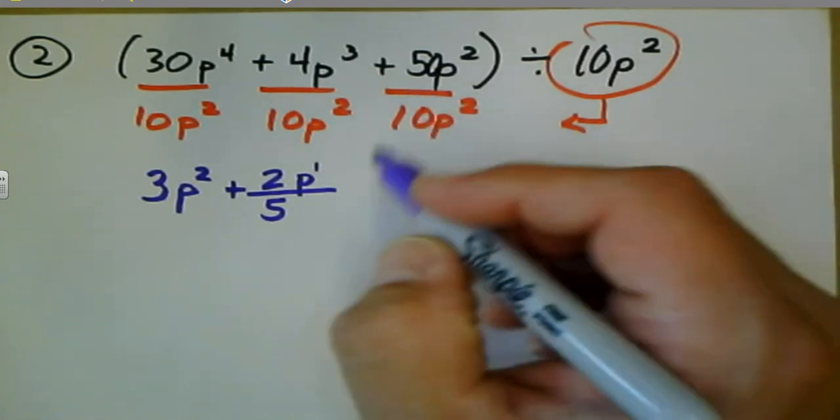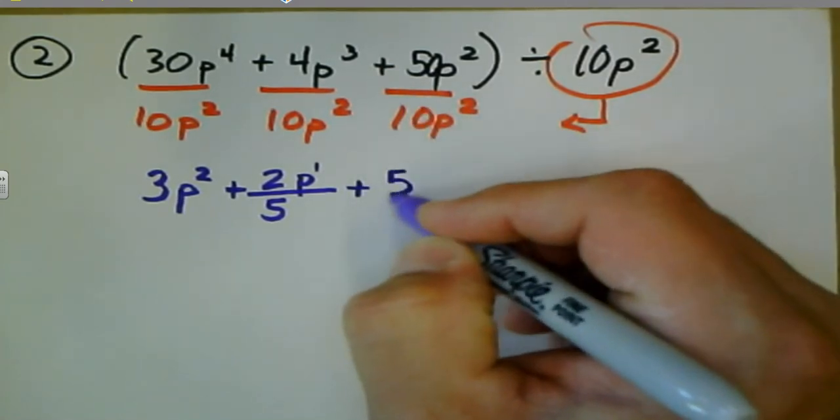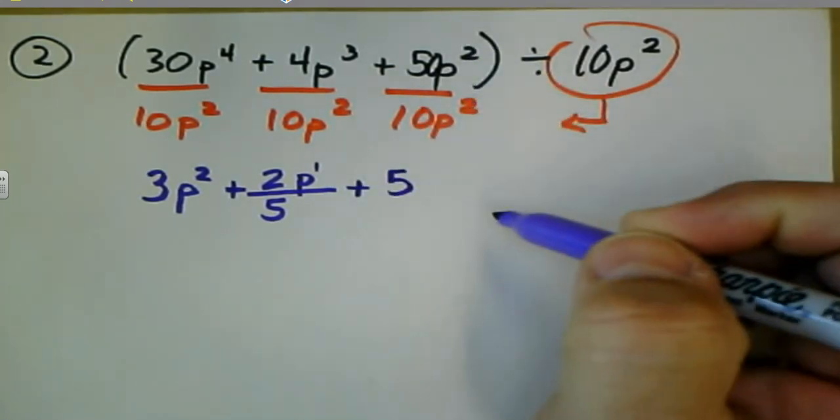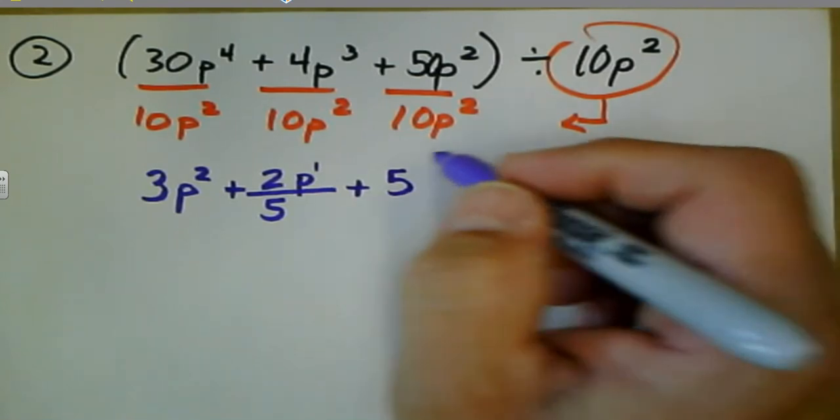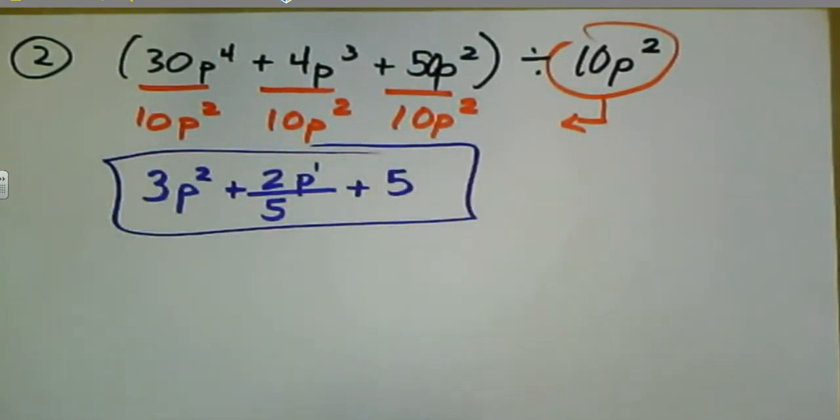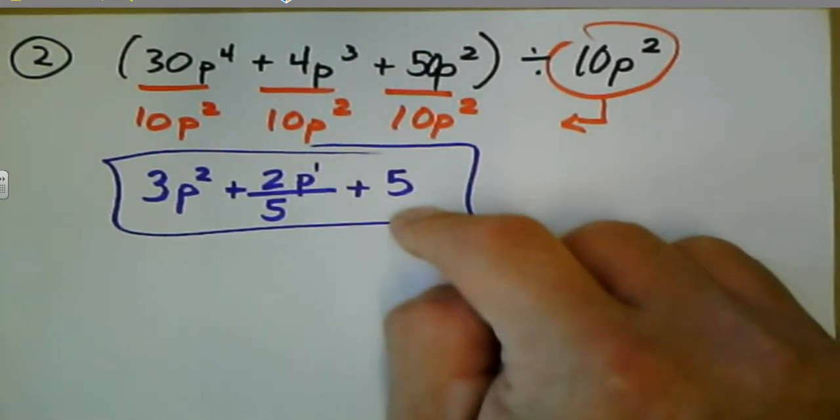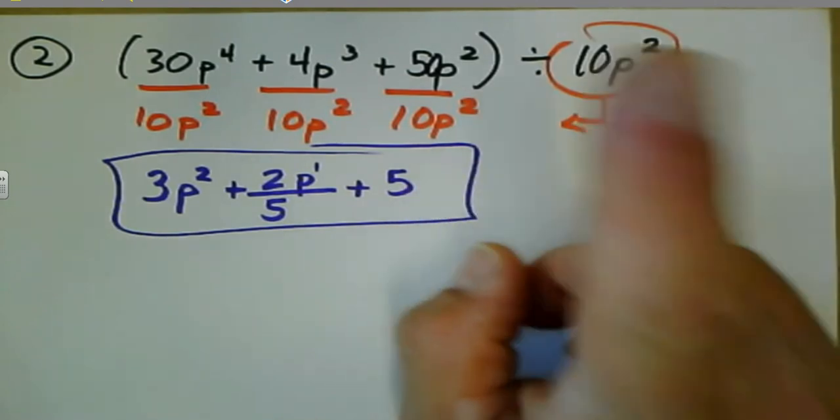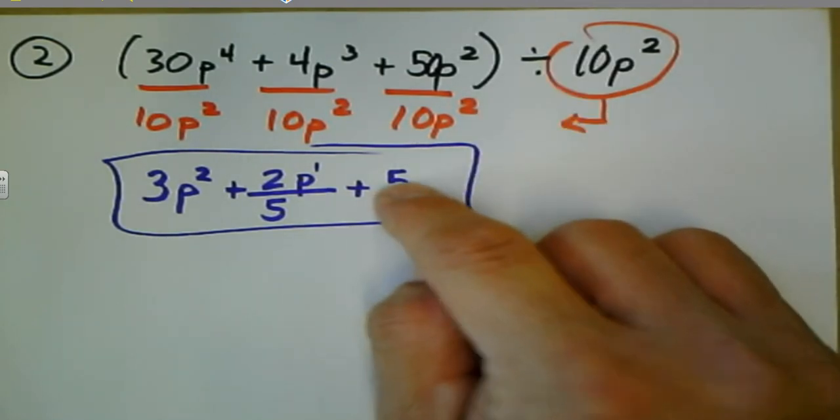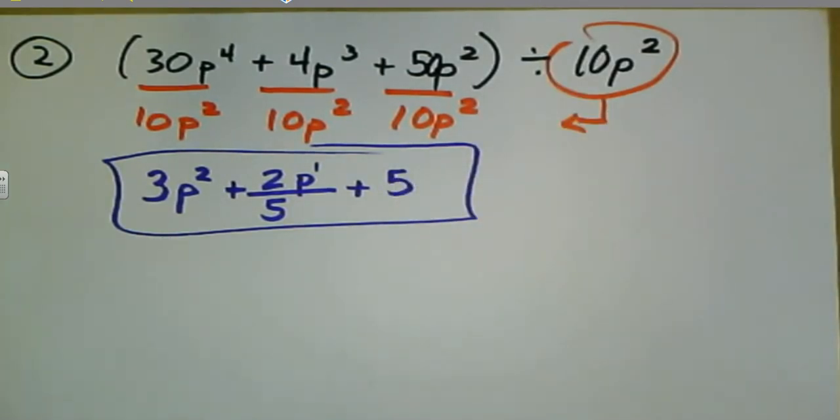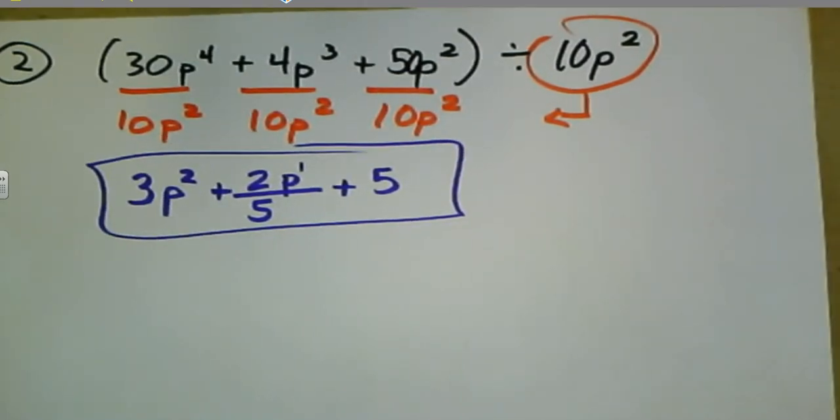What's 50 divided by 10? 5. 2 minus 2? 0. Guys, just get rid of it. Will I count it wrong if you put p to the 0 power? No, I won't. Anything to the 0 power is 1. 1 times 5 is 5. That's why we do that, okay? Number 3 is going to look like the first two. Everybody got that down?